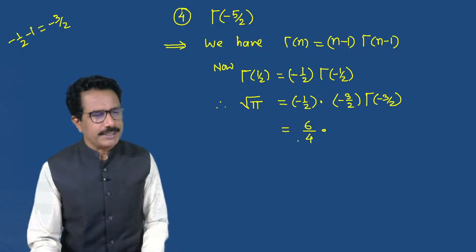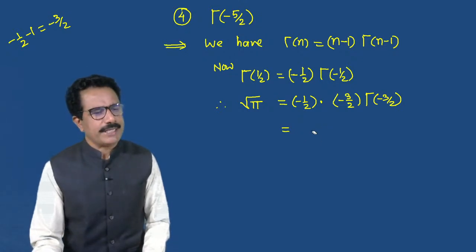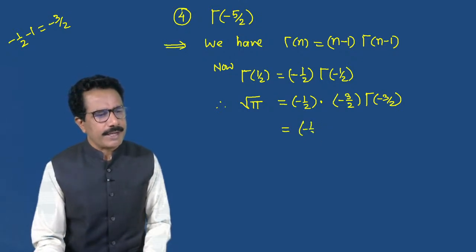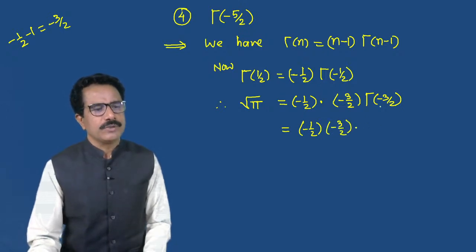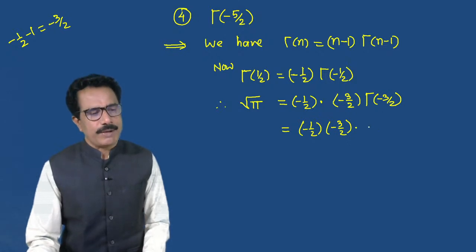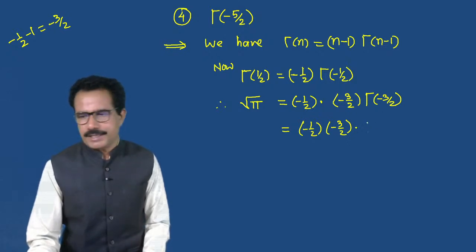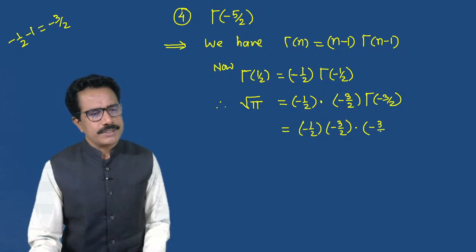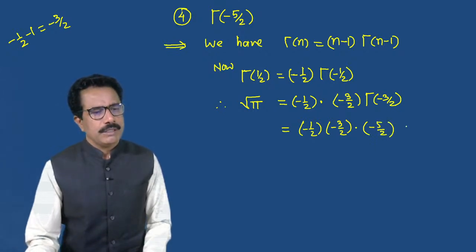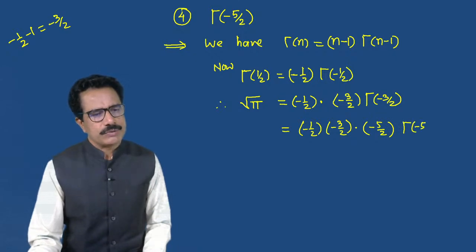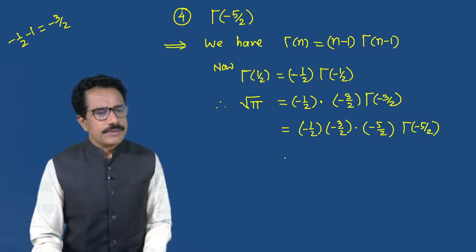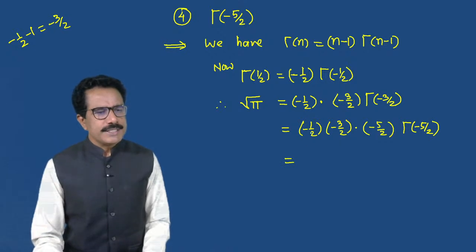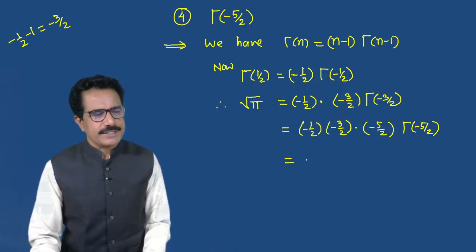Now, okay, you write the sequence here and do the calculation again. That means gamma minus 1 by 2, gamma minus 3 by 2 into, again we have to use the gamma minus 5 by 2 minus 1, which means minus 5 by 2 minus 3 by 5 by 2, gamma of minus 5 by 2. So this is minus, minus, minus, plus plus, into minus means minus.